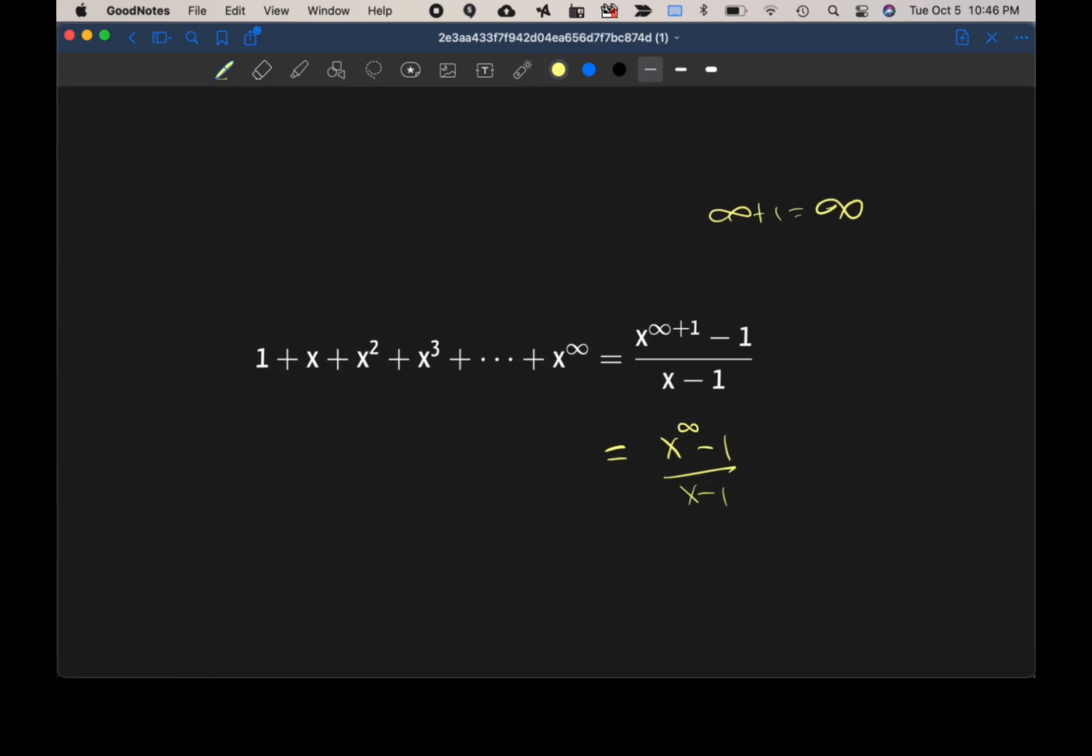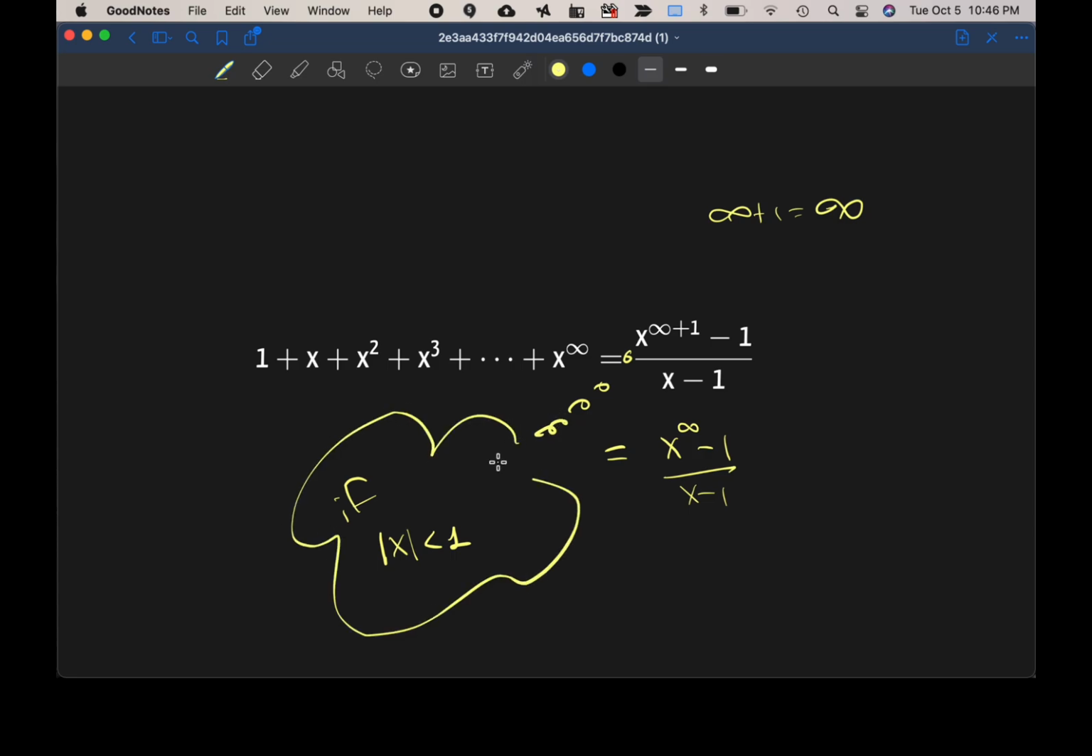What if the absolute value of x was less than 1? Try to imagine what would happen here if the absolute value of x was less than 1, for example, like 0.9. If you take that number, 0.9 raised to the infinity power, 0.9 raised to the infinity power plus 1, that would give you 0. So this piece would vanish, and all you would have left is negative 1 all over x minus 1, or said differently, 1 over 1 minus x.